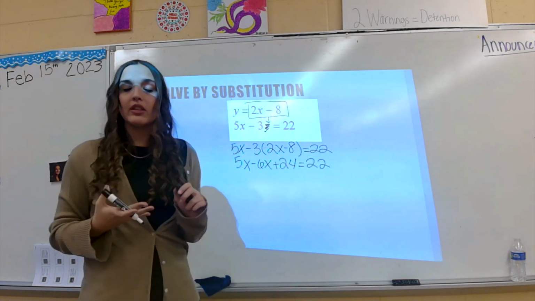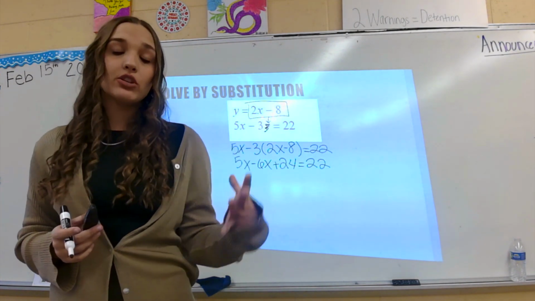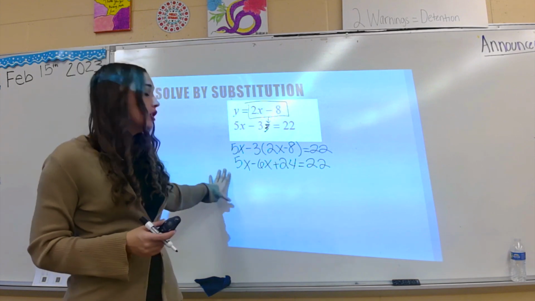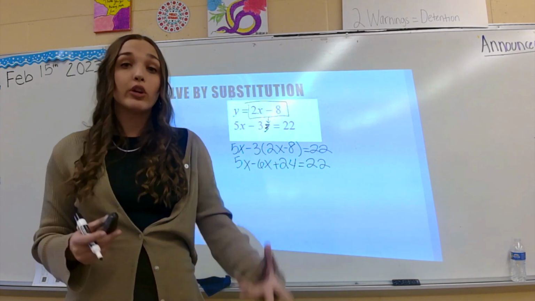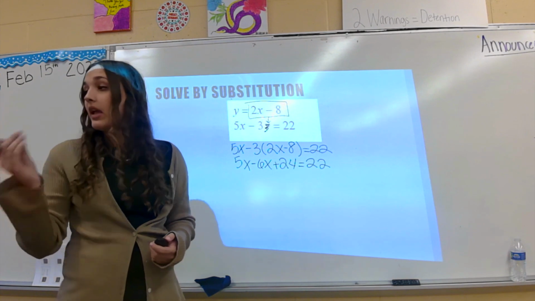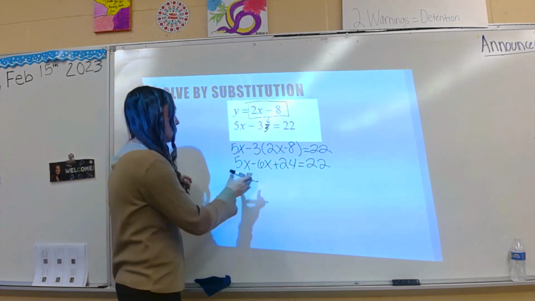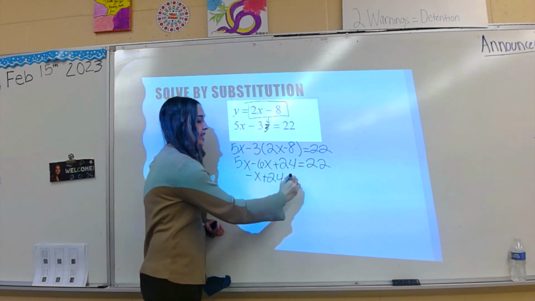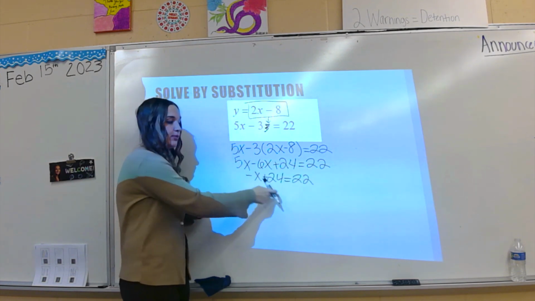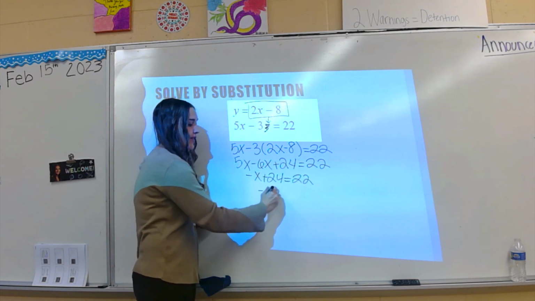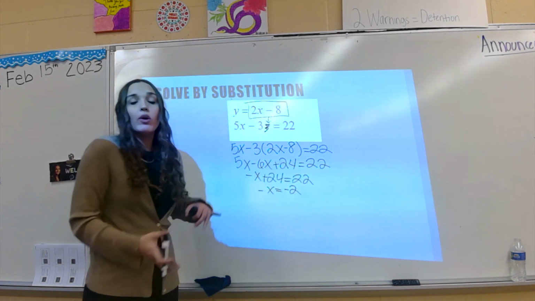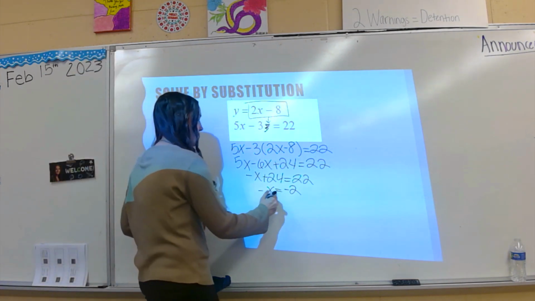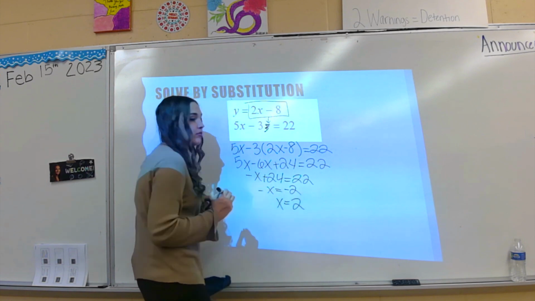Once again, like I said for the elimination portion, we have to make sure we know how to solve equations. If we don't know how to solve equations, we're going to struggle here. So that's why that was very important to understand. So now I combine my like terms. I get negative x plus 24 equals 22. Subtract the 24, I get negative x equals negative 2. We don't want negative x though, we just want x. So I need to divide by that negative 1, and I get x equals 2.